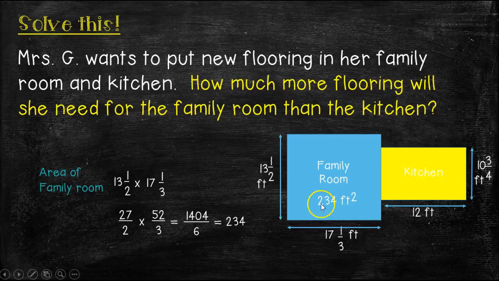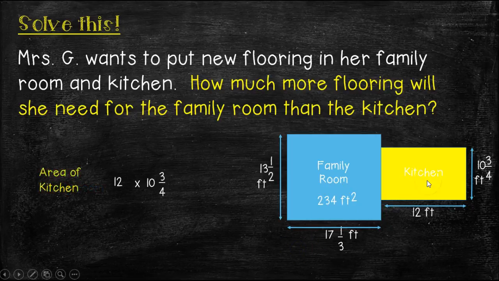Okay, so now we know what the area is of the family room. Now we need to find the area of the kitchen. So we're going to do 12 times 10 3/4. We're going to turn the whole number into a fraction by putting a 1 under it and multiply, and turn this mixed number into an improper fraction. So 12 times 43 is 516. 1 times 4 is 4. Now we need to do 516 divided by 4, and that's 129. So we know the area of the kitchen is 129 square feet.